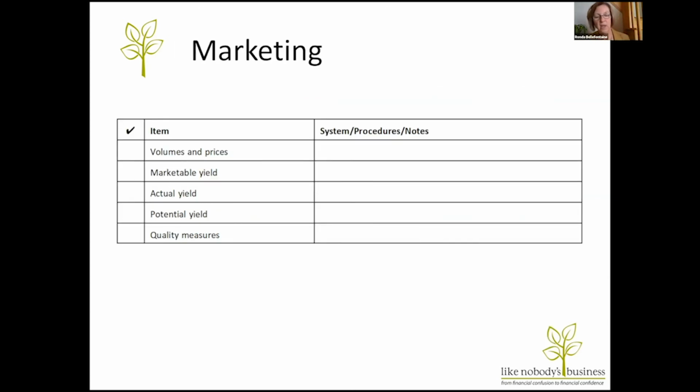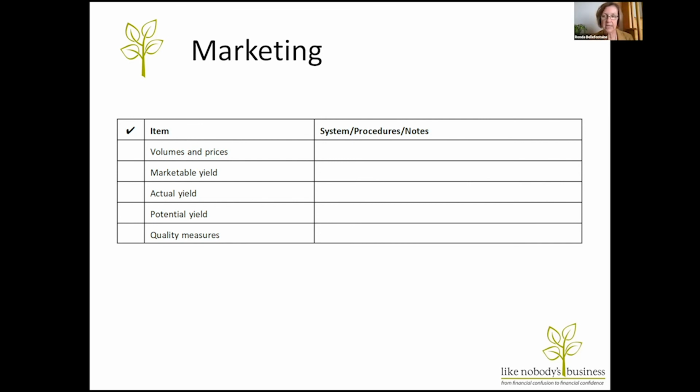The next category is marketing. Some of this comes from your accounting records as well, but things like volumes and prices are really important when you're evaluating which crops you want to put in the ground, as well as the market itself, what the market is demanding.